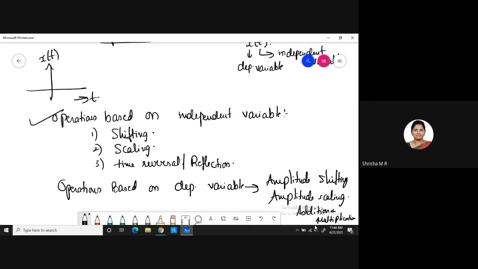So we shall see what all operations can be done on the independent variable, that is time reflection or just reflection, shifting and scaling. We shall discuss each of these one by one.